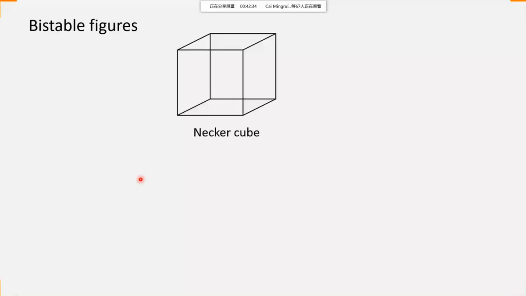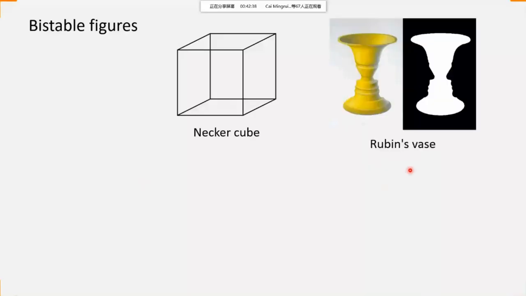There are many other examples. This is Rubin's vase, where you can see faces, here two faces, or you see the vase. It depends: here the vase is more pronounced and therefore it's harder to see the faces. Here it's easier to see the faces. So it depends, of course, also on how these images are drawn.